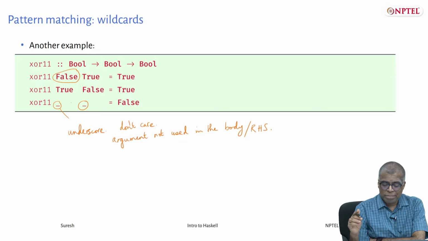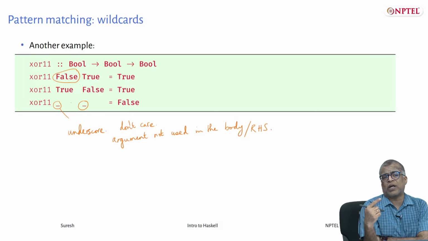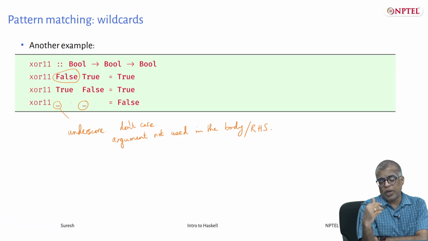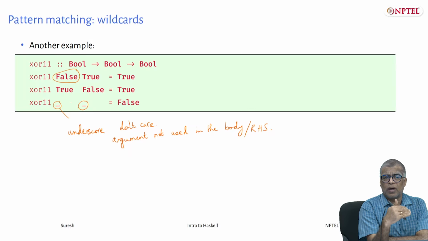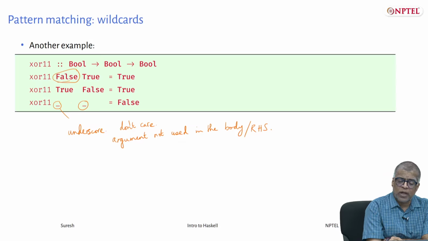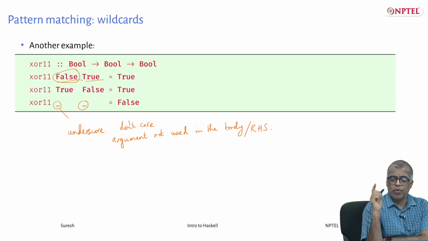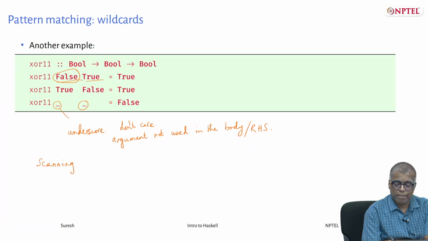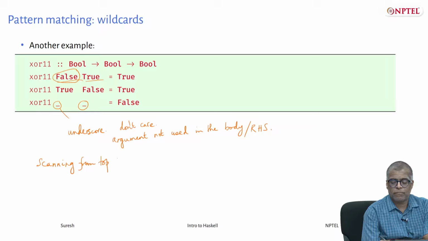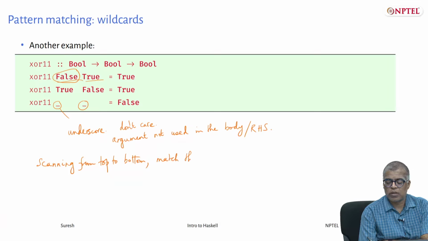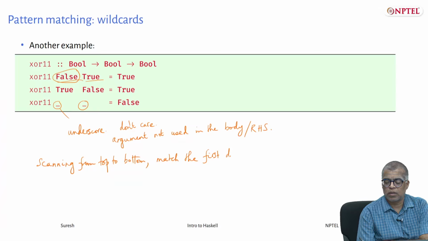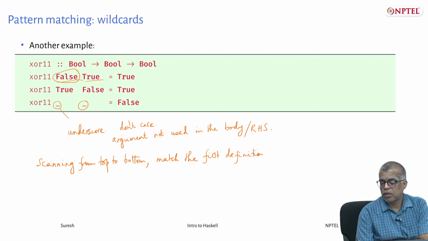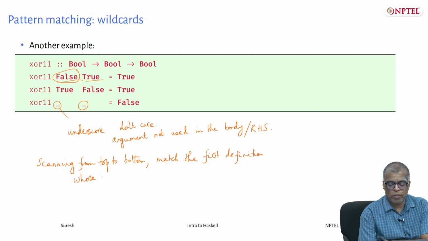The most important thing about pattern matching is that when you actually invoke a function with some actual arguments, you will try to match the first definition whose input patterns match the actual inputs that are given in the invocation, scanning from top to bottom.